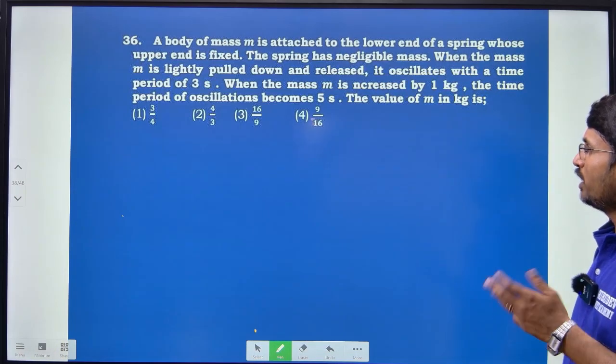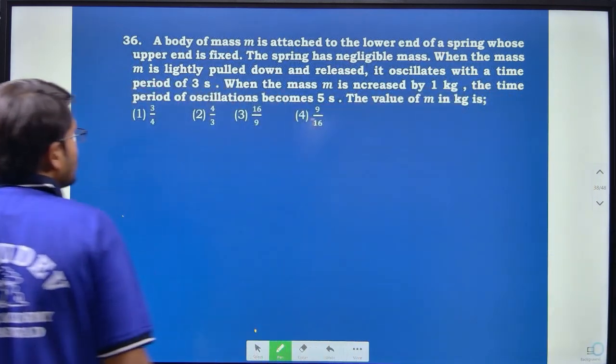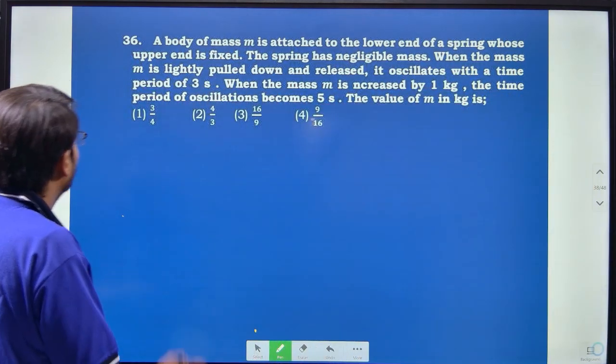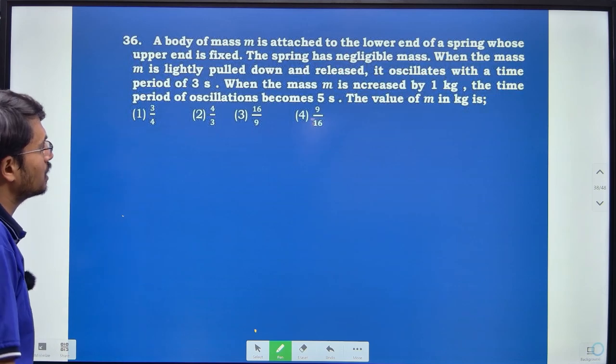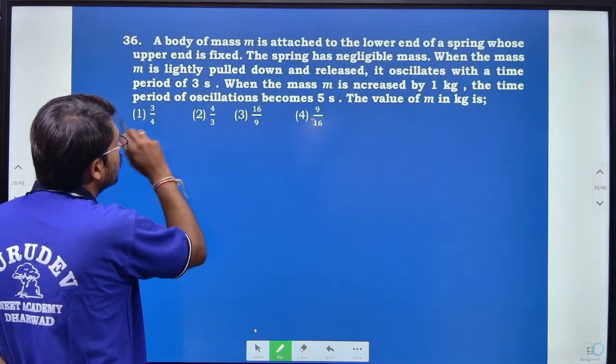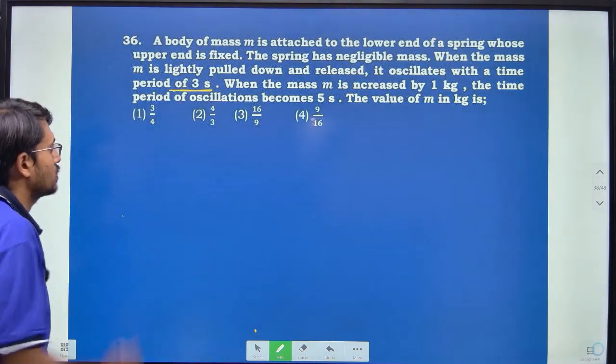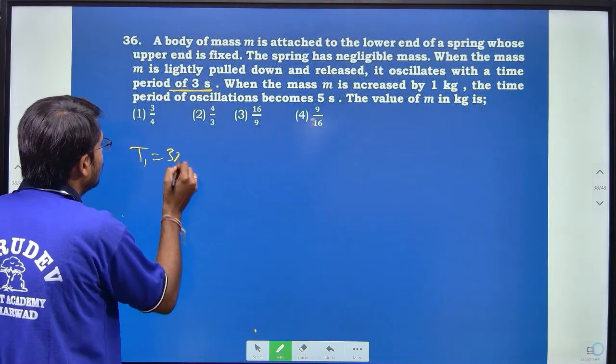We'll look at the next question, question 36. A body of mass m is attached to the lower end of a spring. The upper end is fixed. The spring has negligible mass. When the mass m is lightly pulled down, we have oscillation and the time period is given as 3 seconds. So we write that T1 is 3 seconds.